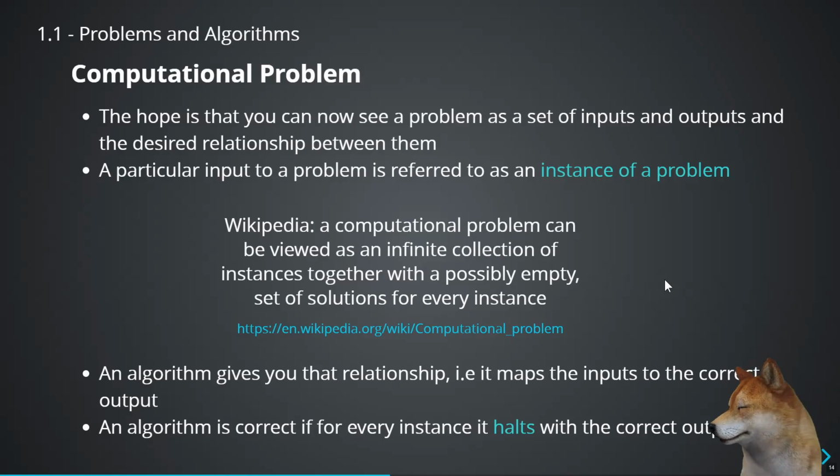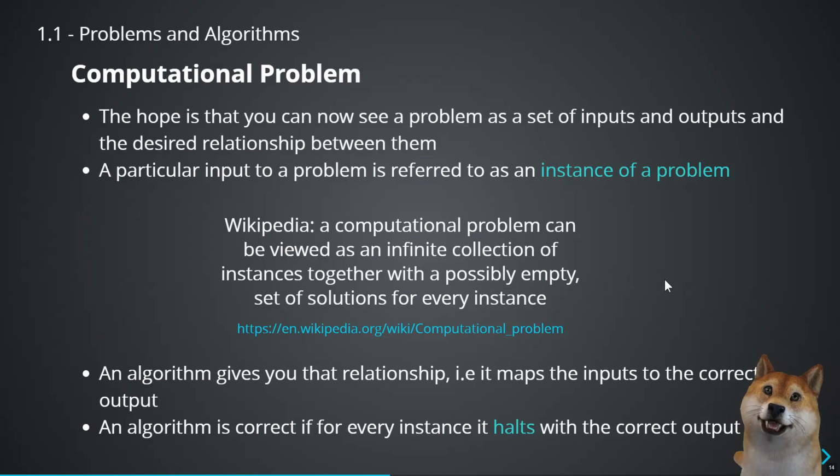Now, a particular input to a problem is referred to as an instance of a problem. On Wikipedia, there's actually a nice quote. It says that a computational problem can be viewed as an infinite collection of instances together with a possibly empty set of solutions for every instance. So that's how I see input. You have an infinite number of inputs on the left hand side and an infinite number of outputs on the right hand side and you just draw arrows between them. This is what an algorithm does.